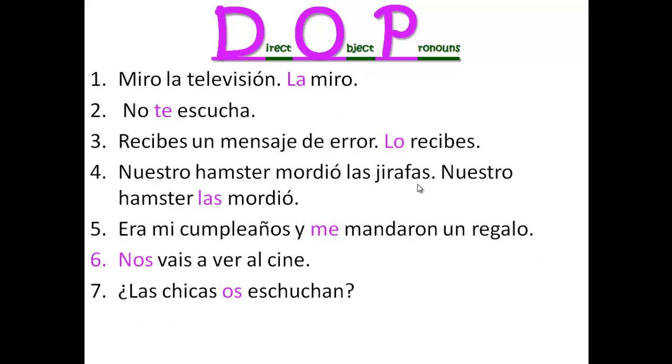Okay, welcome back. Hopefully this is what you got. It's fairly self-explanatory as to what's going on. All the bits in purple are the d.o.p.s, and they've all replaced certain nouns. Okay, hopefully that's what you got. If it is what you got, well done.